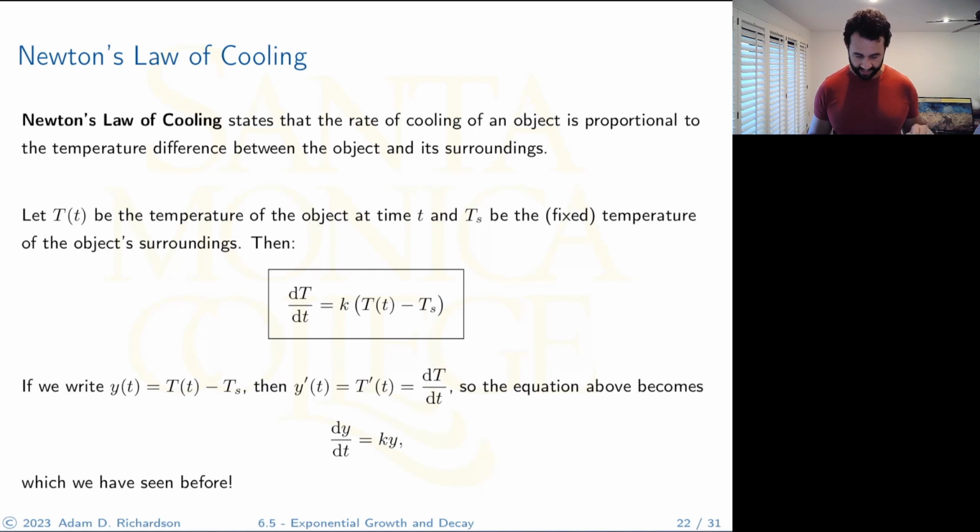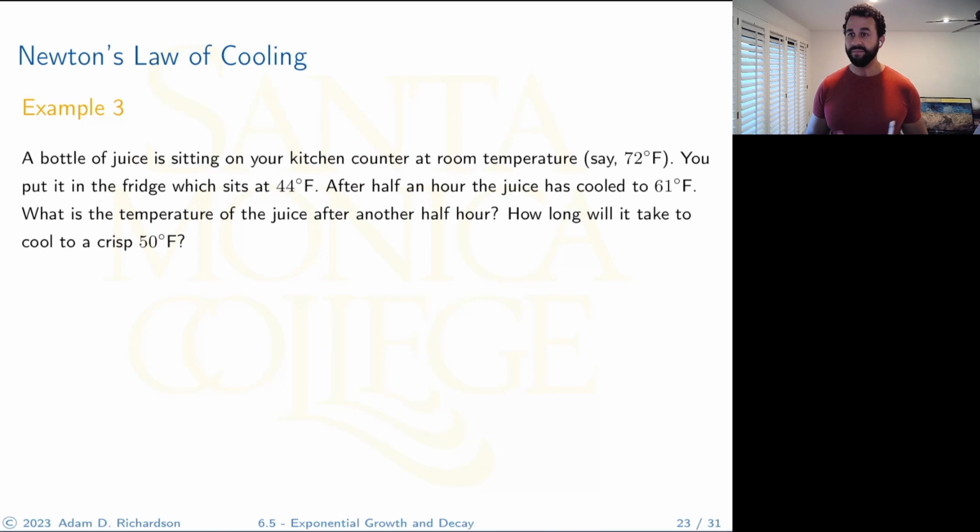Now, what we're going to do is write y of t equal to that difference, T of t minus T sub s. Then the derivative of y is equal to the derivative of T, because again, T sub s is constant, so when you take its derivative, it goes to 0. So this is dT/dt. Once again, we can write this equation like so. And we have seen this exact model before. This is the natural law of growth and decay, or the law of natural growth and decay. Now let's try it out. Here we go.